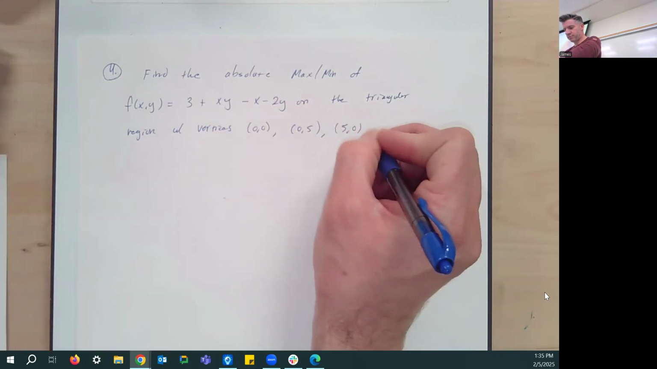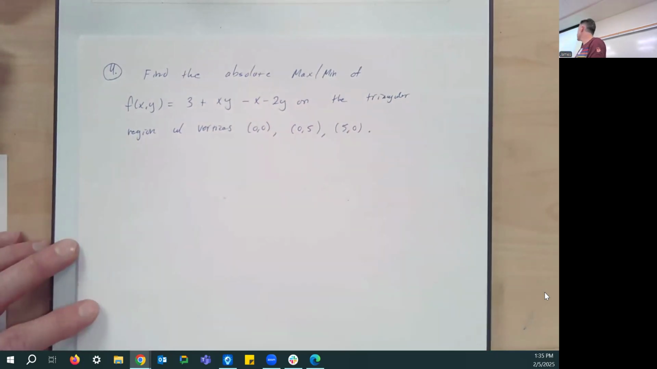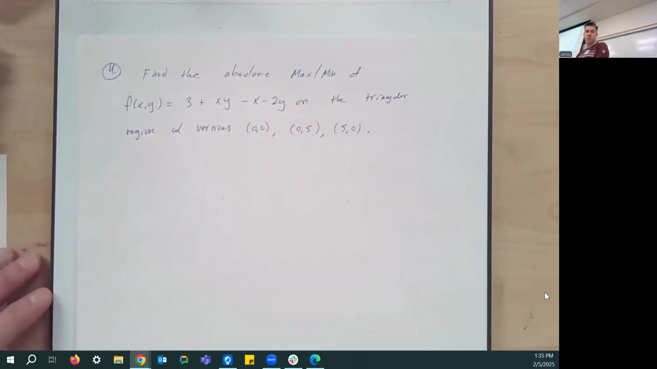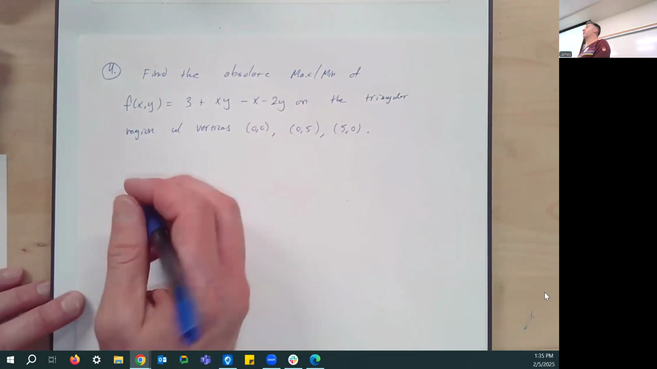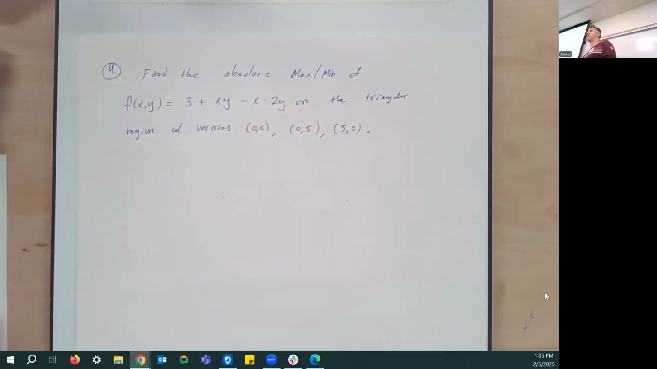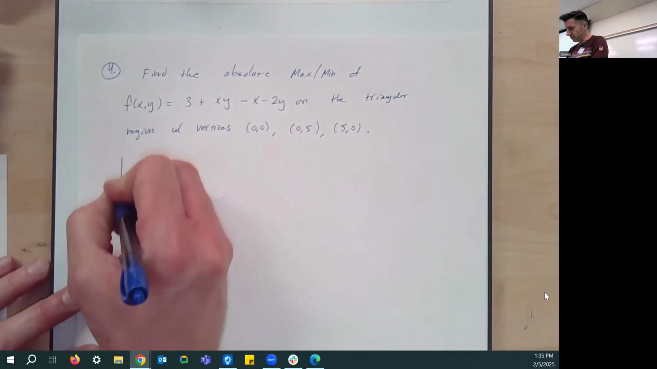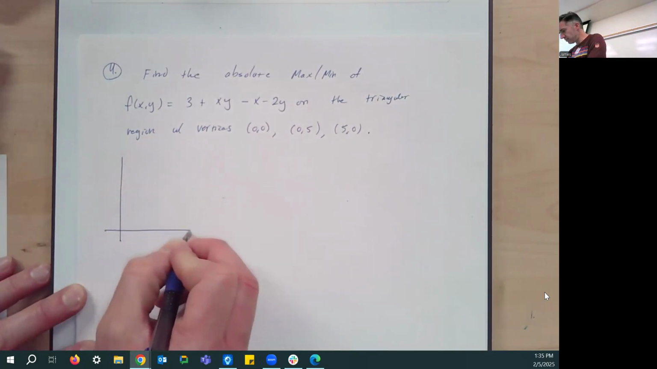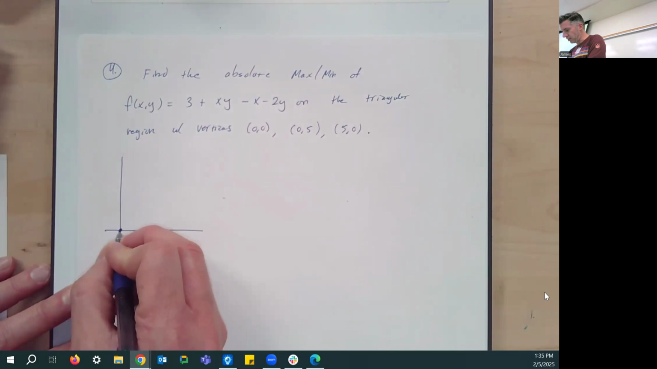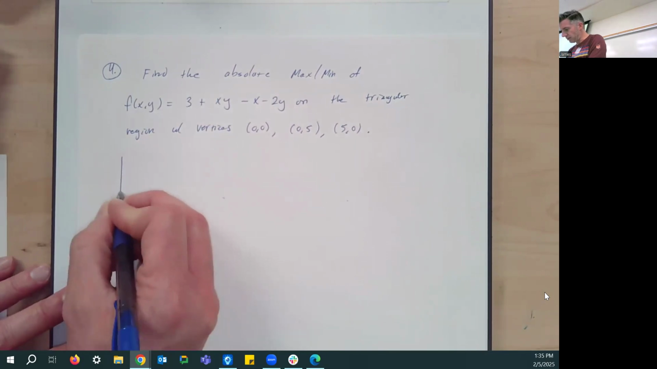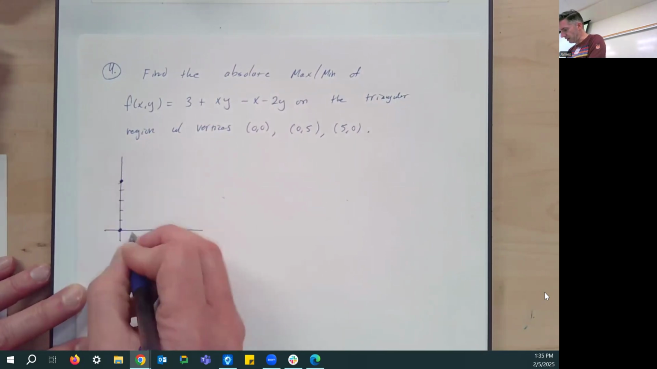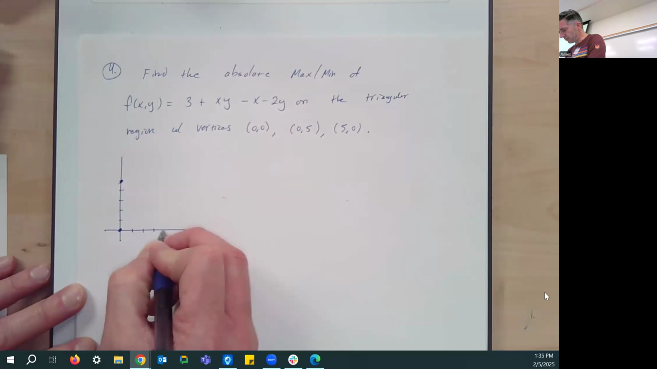And I usually like to draw the region first. I feel like it's helpful. We could do two questions with it. We could also find the average value of this function over this region, but we probably won't. Let's draw the region. So I've got my vertices (0, 0), and (0, 5), and (5, 0).